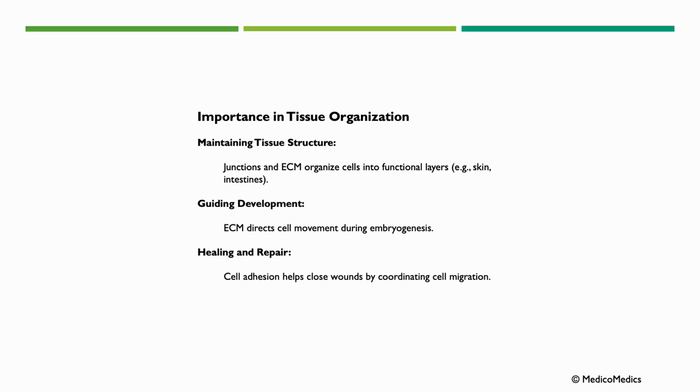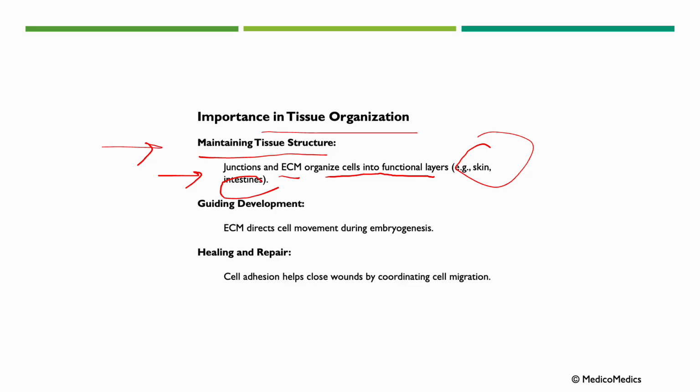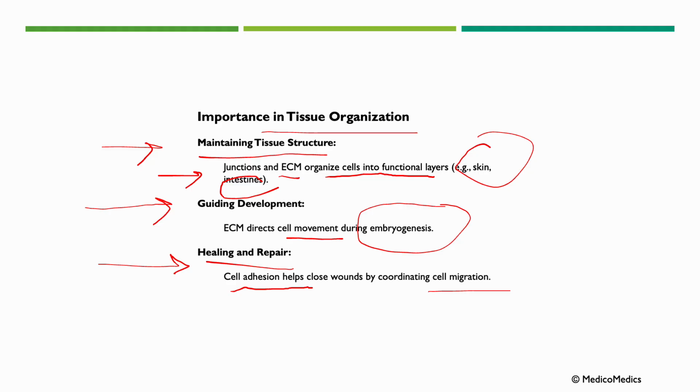So the importance in tissue organization of these structures. First of all, maintaining tissue structure. Junctions and the extracellular matrix organize cells into functional layers like skin or intestines. Guiding development. The extracellular matrix directs cell movement during embryogenesis. Its involvement in healing and repair. Cell adhesion helps close wounds by coordinating cell migration.